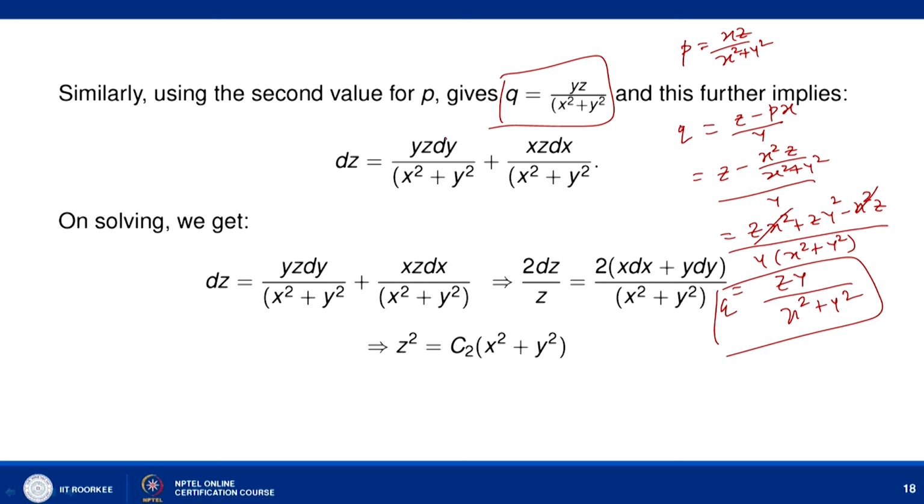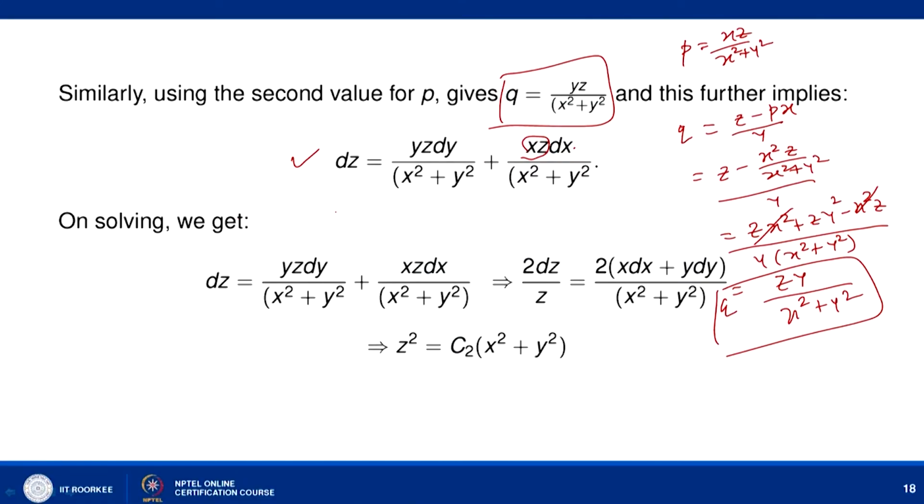So, we have q, we have p. Now, let us simplify dz equal to p dx plus q dy, that is xz dx upon x square plus y square, plus yz dy upon x square plus y square. Since we already know that it is integrable, the only thing is we have to make it in a form such that the exact integration is possible. So, you can take out z here. We can write dz equal to yz dy upon x square plus y square plus xz dx upon x square plus y square. Then you can take z common, and write dz upon z, and then you multiply by 2.